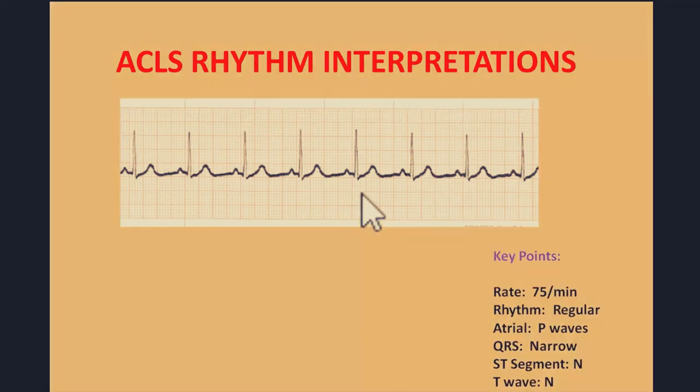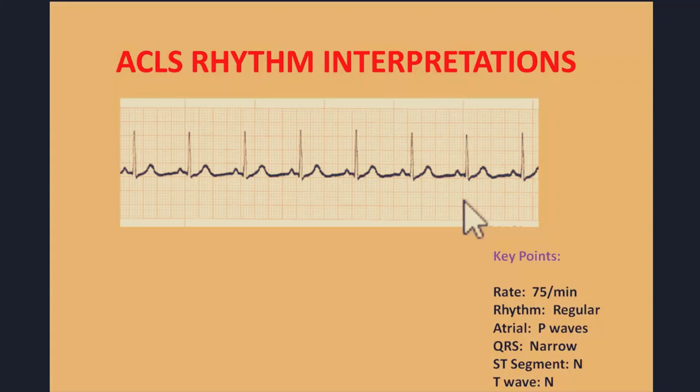So let's go back to our first tracing here. This is a sinus rhythm. Here we have an atrial rate of 75, and we have a regular rhythm. The RR intervals are regular. We have a definite P wave, which is preceding each QRS complex. The QRS complexes are narrow. The ST segment is normal, and the T waves are upright. So this is a normal sinus rhythm.